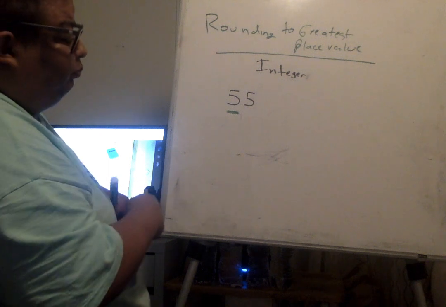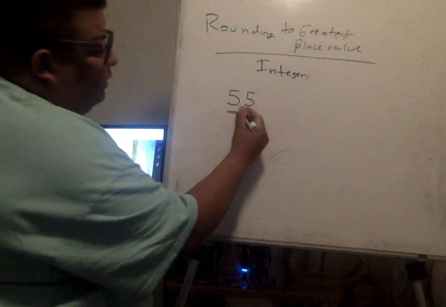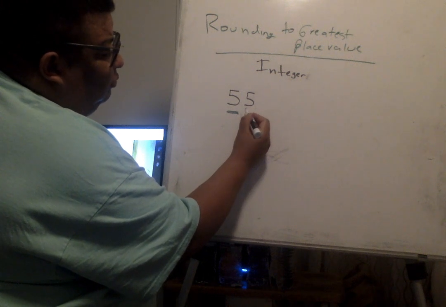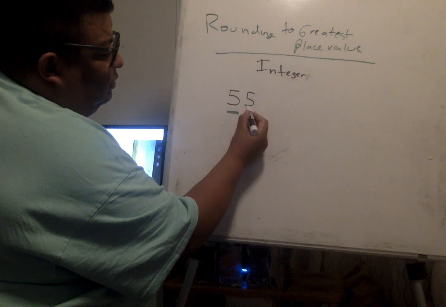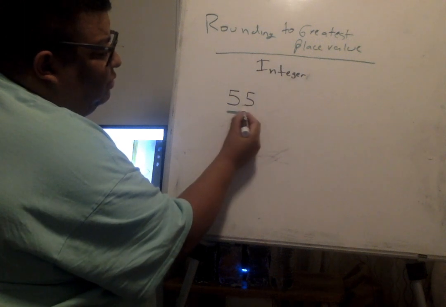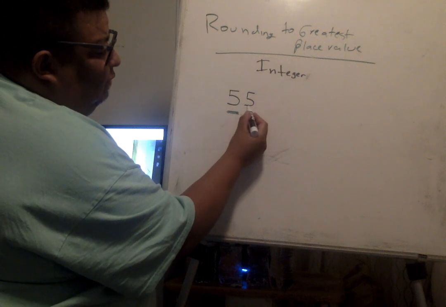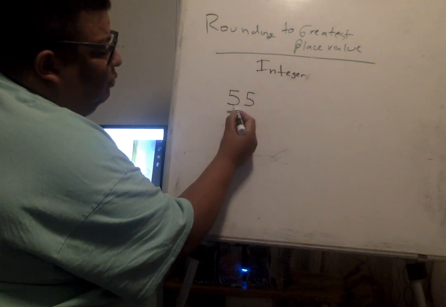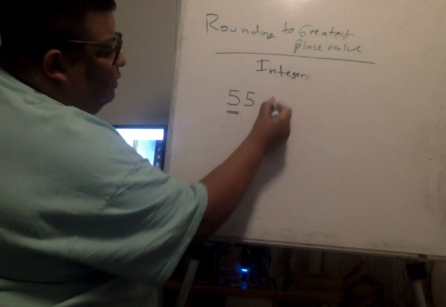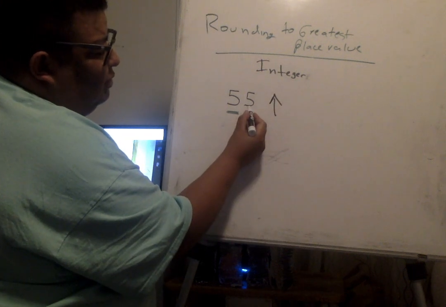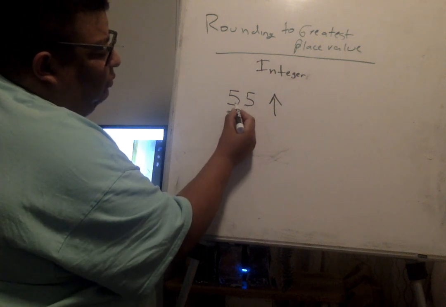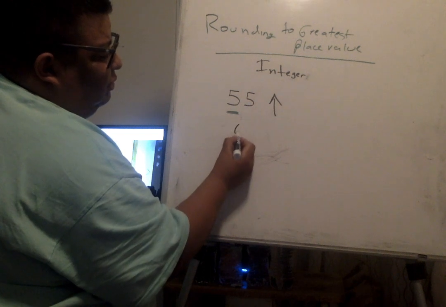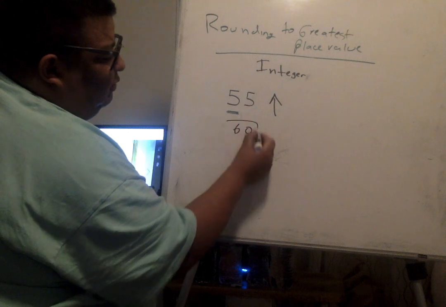So now you take the next one. You look at the next digit next to this one, and if it is 5 or greater, then you round up. In this case, you round up because 5 is 5 or greater. That means the greatest place value, you need to round it up. So instead of 5, you're going to put 6. So the answer to this one is 60.